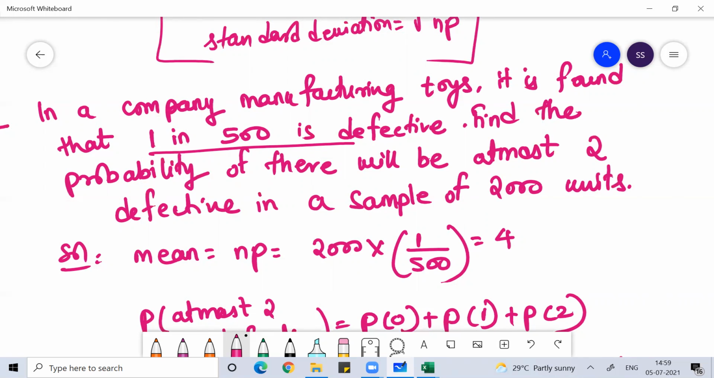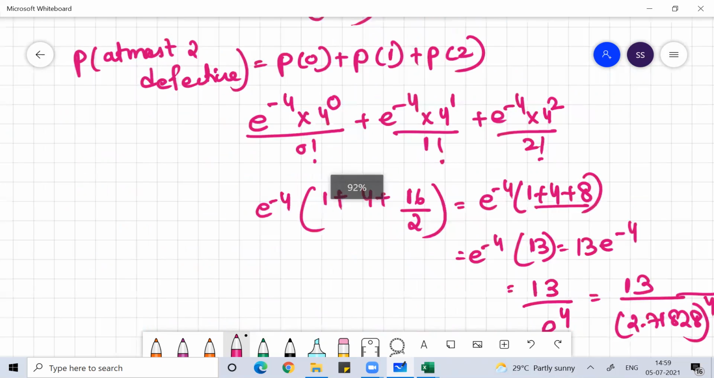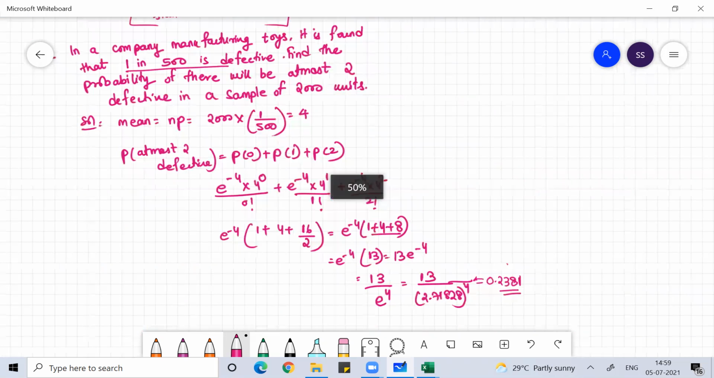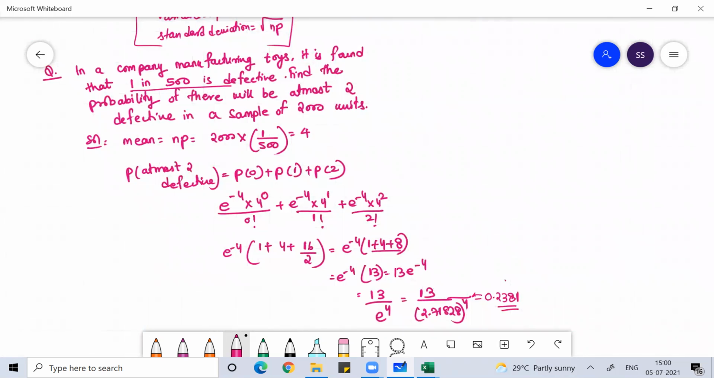Anyone any doubt? Clear, everyone? So you can use this formula, guys: e to the power minus m, m to the power r by r factorial. With that, you can solve any problem.